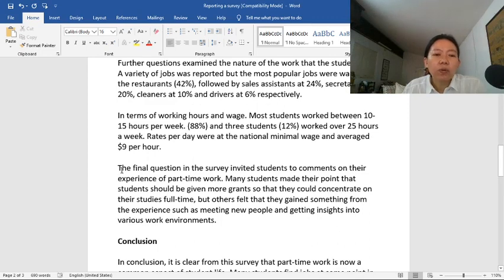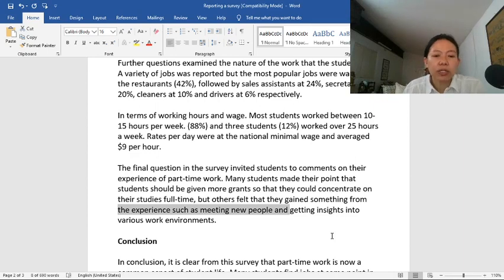And the final question, the last question, asked students to comment on their experience of part-time work. Some students say that they would like the university to offer more scholarships and more grants, so that they don't have to do part-time work. But other students felt that they gained something good from work experience, such as meeting new people and getting insight into various work environments.